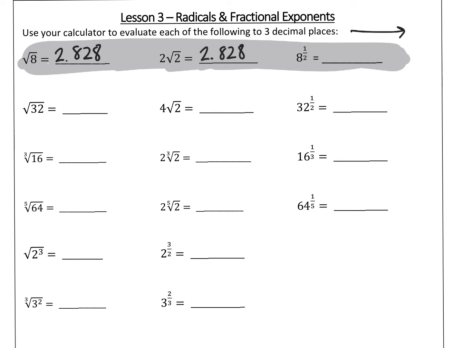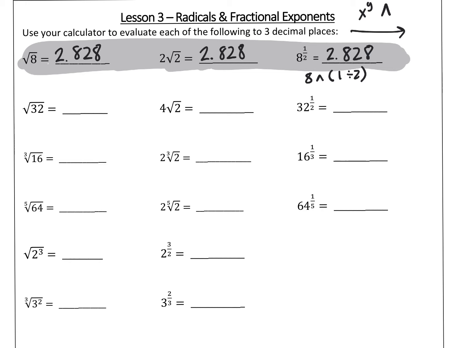And now I'm going to ask you to do 8 to the power of 1/2. So you'll have to find your exponent button on your calculator, whether it's the hat button or the x to the y. You may have to enter it, like on my calculator, I have to go 8, exponent, open up a bracket, and then 1 divided by 2 or the fraction button 2. Okay, so when you do that, you also get 2.828.